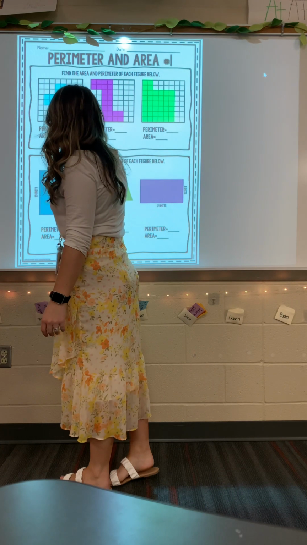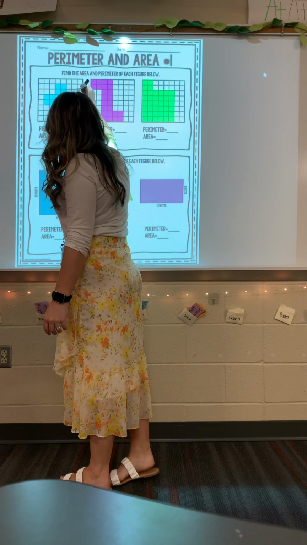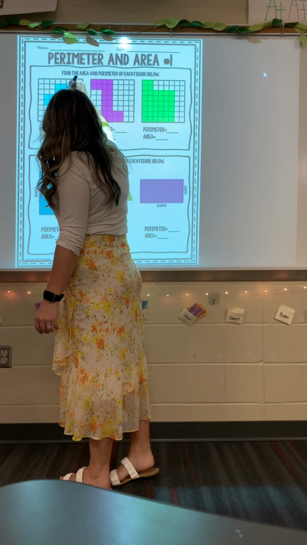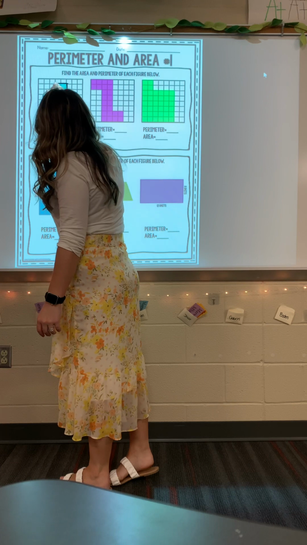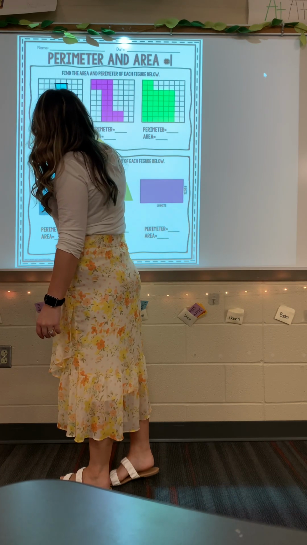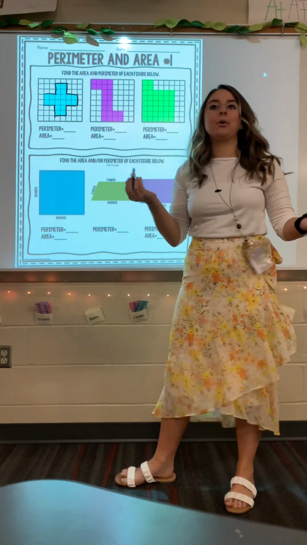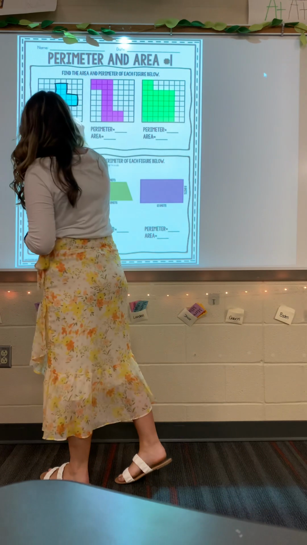So there's 2, 4, 6, 8, 10, 12, 14, 16, 18, 20, 22, 24. So my perimeter of this first irregular shape is 24 units.